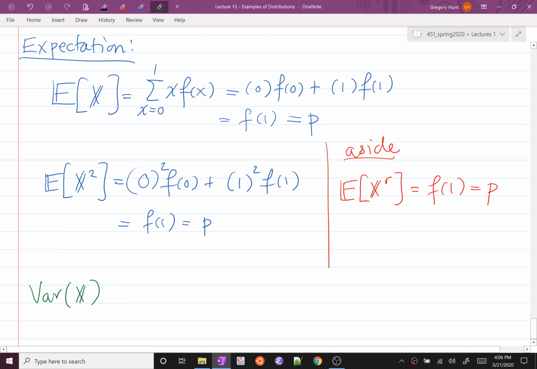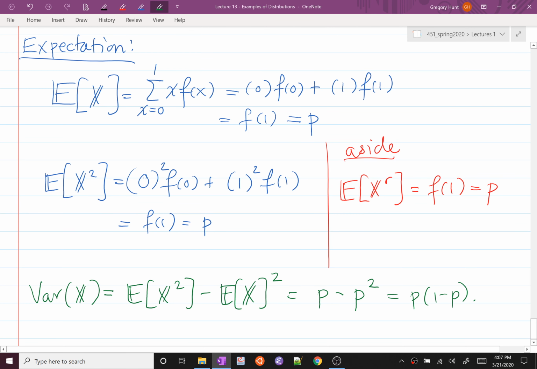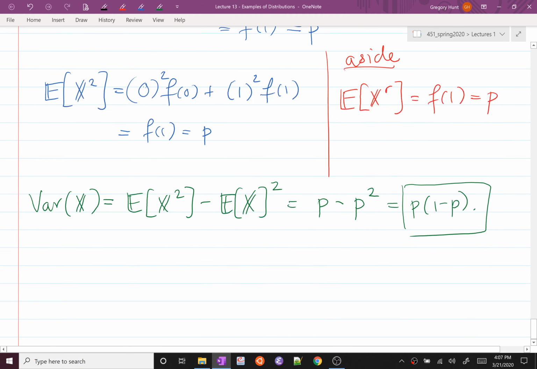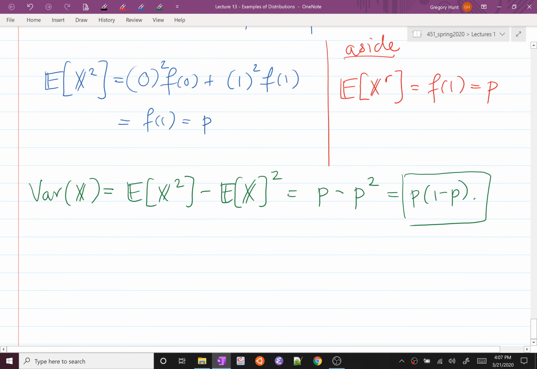If I look at the variance of x, of course, with the shortcut formula, it's the expected value of the square minus the square of the expected value. It's p minus p squared, which is p times 1 minus p. Okay, so that's the variance, which looks a lot like the variance for a binomial. If you go back to our example of the binomial, this is a special case of the binomial. So yeah, if n is equal to 1, you're going to get a Bernoulli.